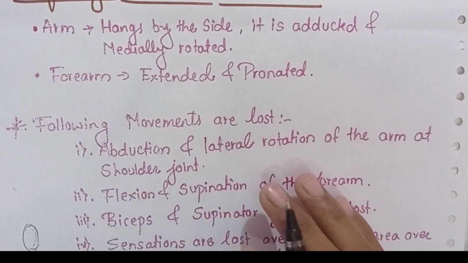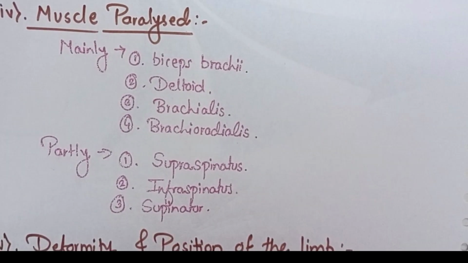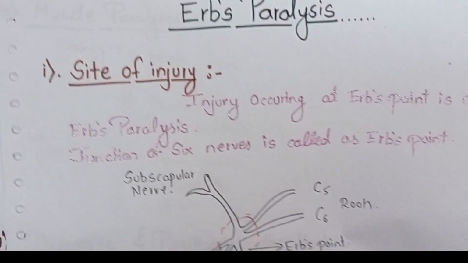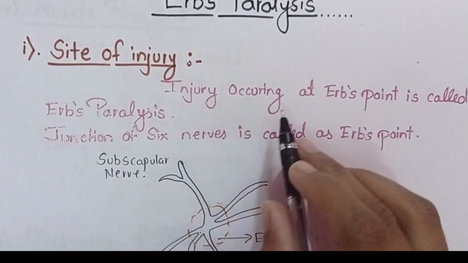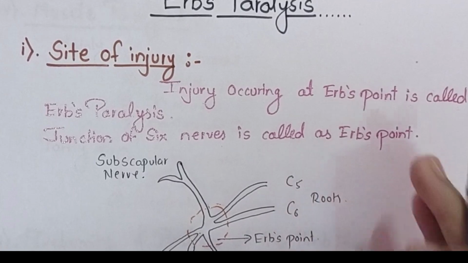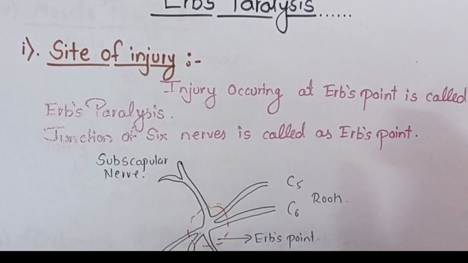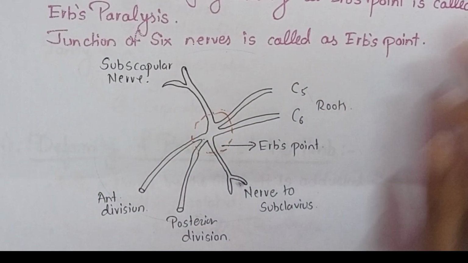In this way, we have learned about Erb's paralysis. What are those points that we have to remember in Erb's paralysis? First of all, the site of injury. This is the main point. Injury occurring at the Erb's point is called Erb's paralysis, where the Erb's point includes the junction of the 6 nerves. These are all the 6 nerves that we have to remember.